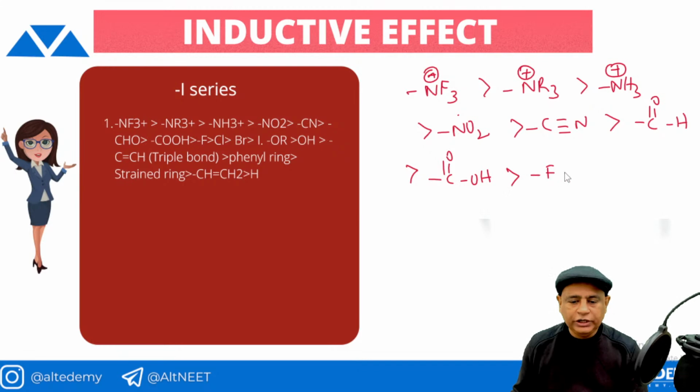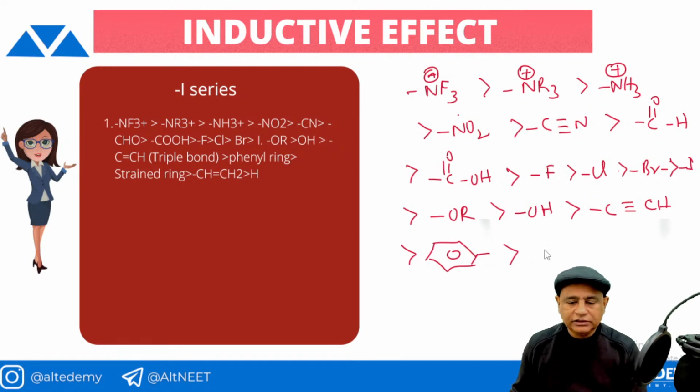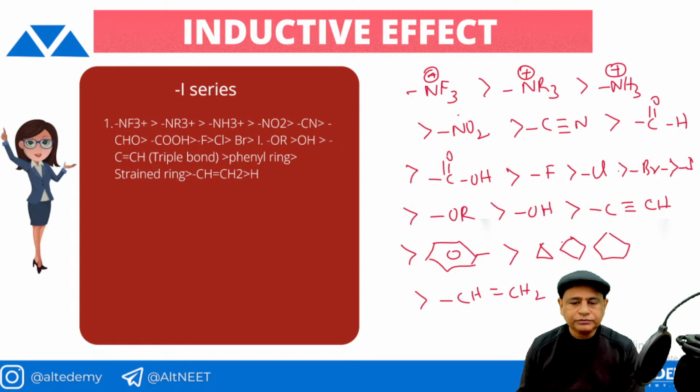Then we have all the halogens, fluorine, chlorine, bromine, iodine, and then OR, and then OH. And afterwards we have C double bond, triple bond CH. Then we have phenyl ring. Then we have a strained ring. Strained ring means cyclopropane ring, cyclobutane ring, cyclopentane ring, whatever it is. And then further we have CH double bond CH2, and finally we have H. It is a very important tool. You should try to concentrate on this tool.